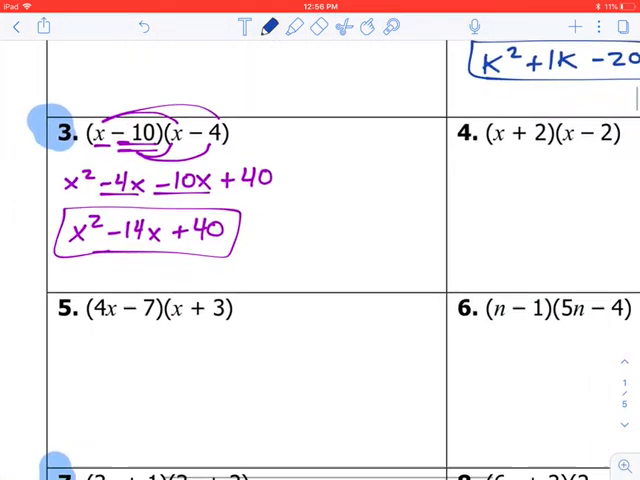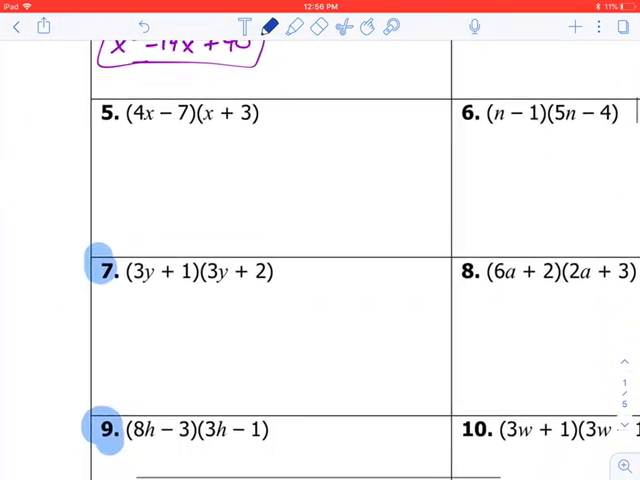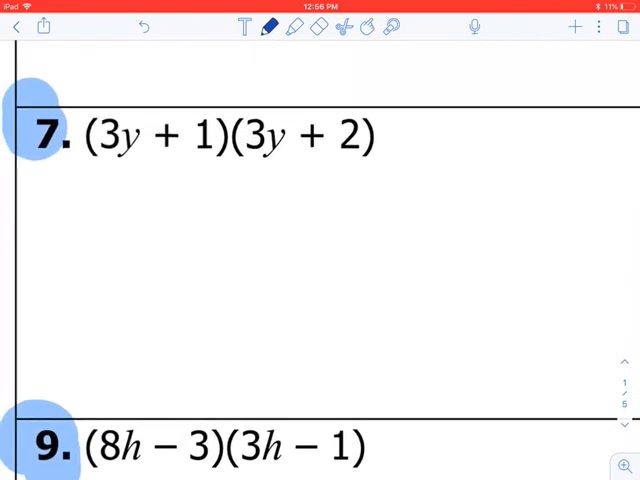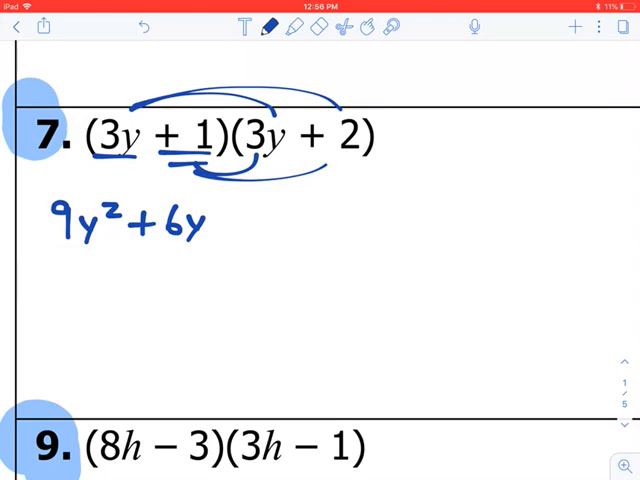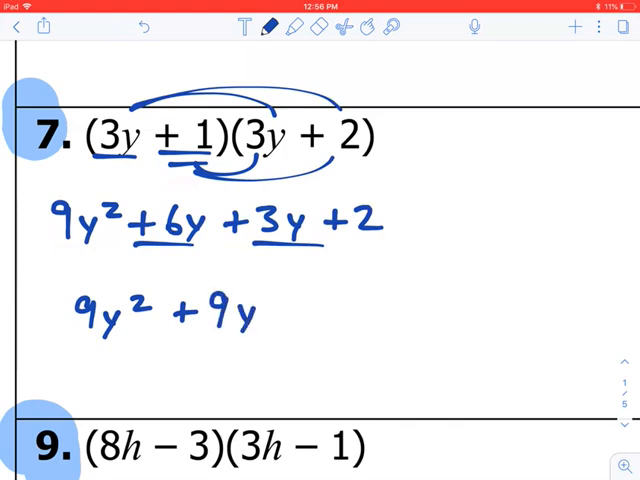And so let's look at one with not just an x in front. So number 7 has 3y. 3y times both. 3 times 3 is 9. Y times y is y squared. 3 times 2 is 6 and a y. Positive 1 times both. 1 times 3y is 3y. 1 times 2 is 2. Look at your like terms. 9y squared is first, then 6 plus 3 is 9y, and then plus 2. And there we go.